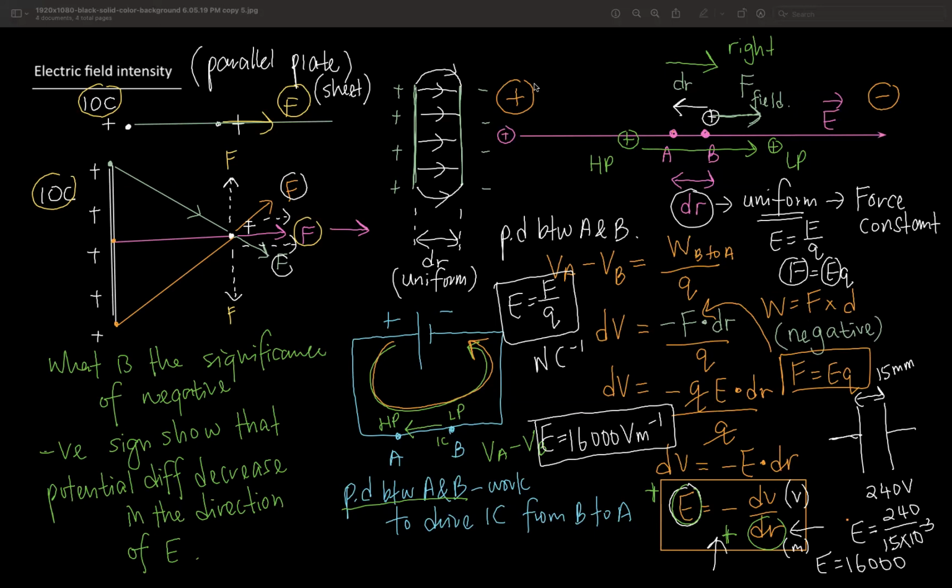In calculation, we don't usually write it this way. We just write E equals V over D. But this is the general way of writing it. Okay, we can just write E equals V over D.